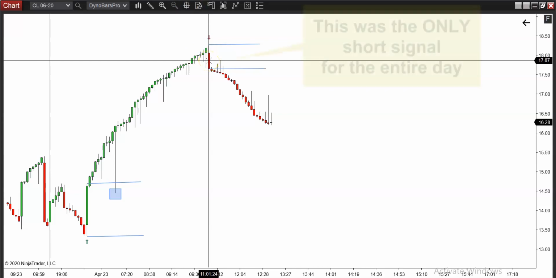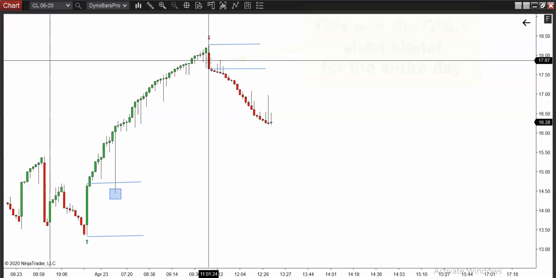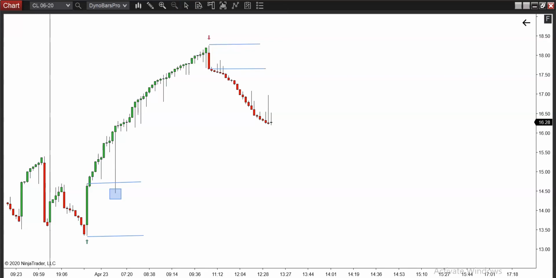It's the only red bar that appeared in the entire regular trading session, which starts at 7 o'clock in the morning and ends at 2 p.m. in the afternoon, right? There was only one short signal. Check out the x-axis. It says 11:01 a.m. So shame on you if you tried to short oil anytime before 11:01, right?